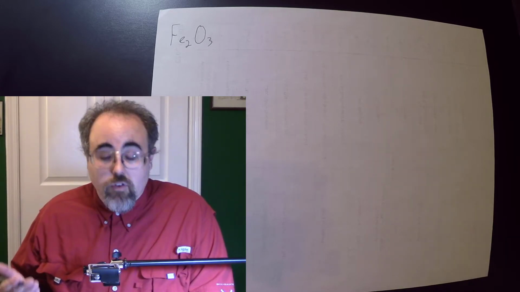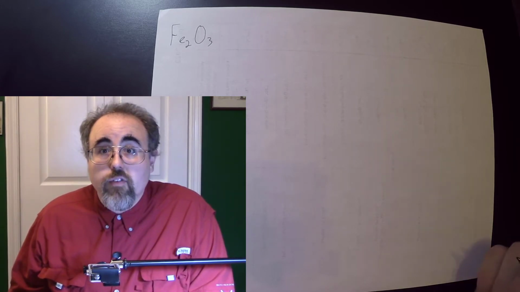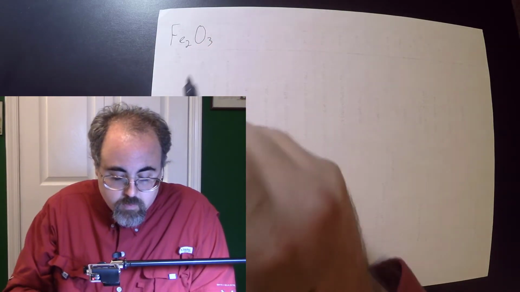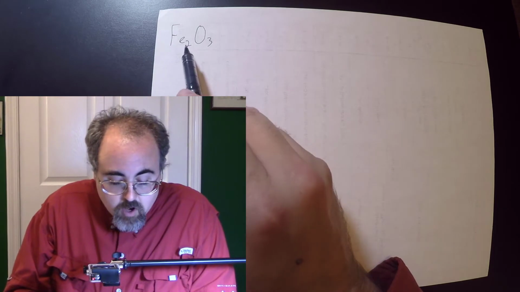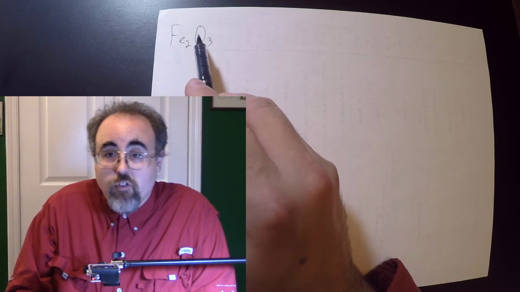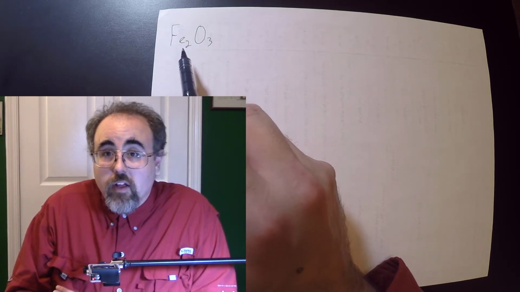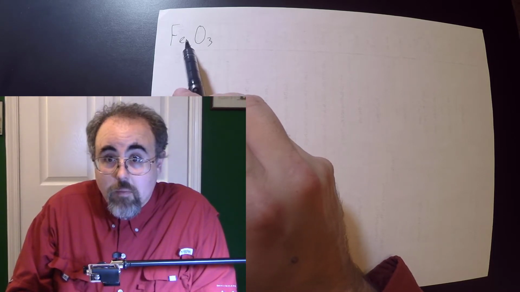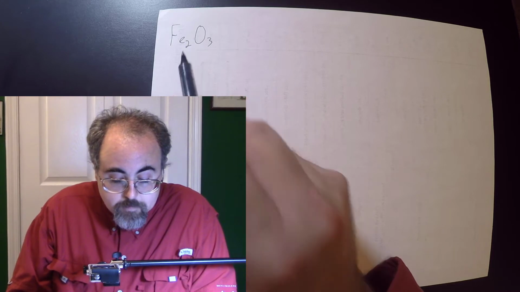Now, the next part is you'll see that there are subscript numbers. These numbers are telling me the ratio. This tells me that there are 2 irons for every 3 oxygens. Remember when I discussed the atomic symbols and mentioned that lower right-hand corner? This is where we're doing that, in the lower right-hand corner.